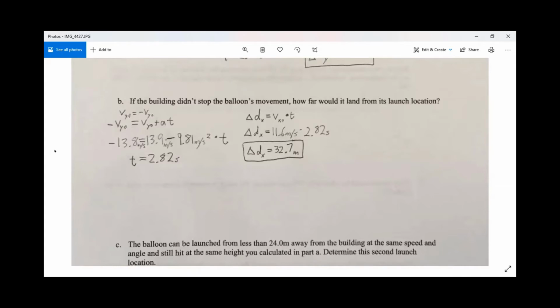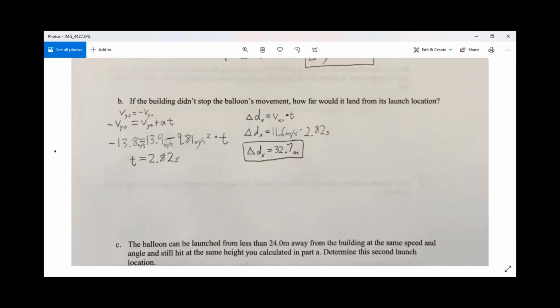Okay, so then for B, we're trying to figure out how far the balloon would go if the building wasn't there. So we're kind of doing the same thing that we did on the projectile motion simulation. So you use Vy equals negative Vy initial. Then you just plug in from the previous equation, we got negative 13.8 meters per second for the final velocity if the building was there.